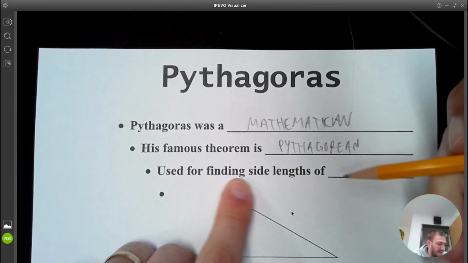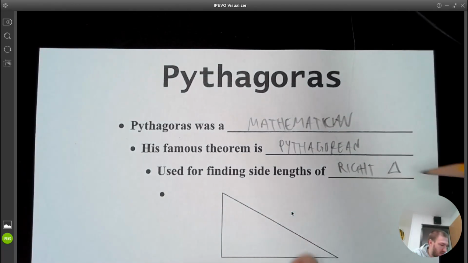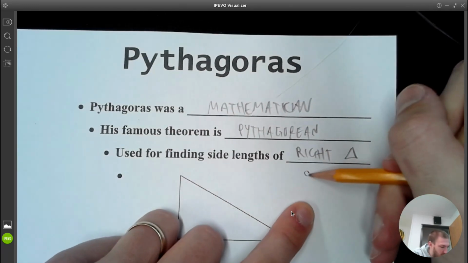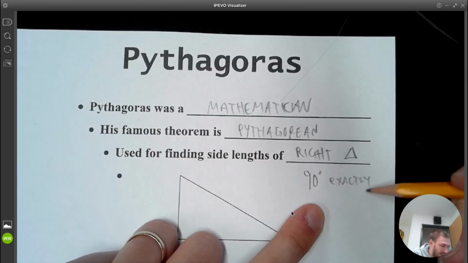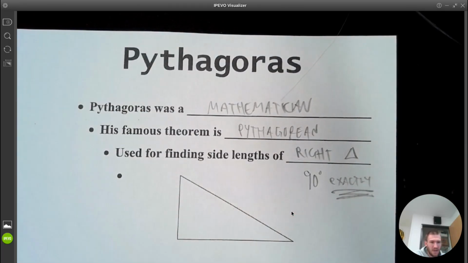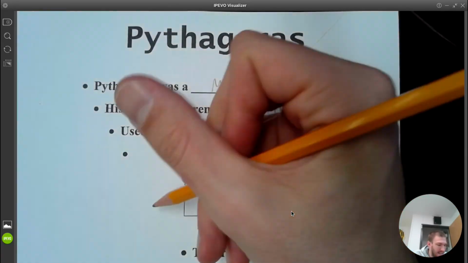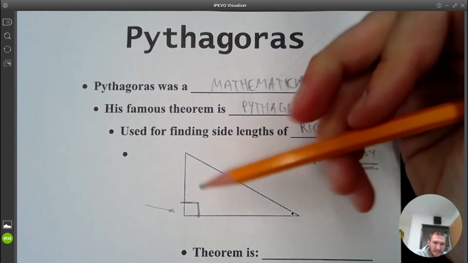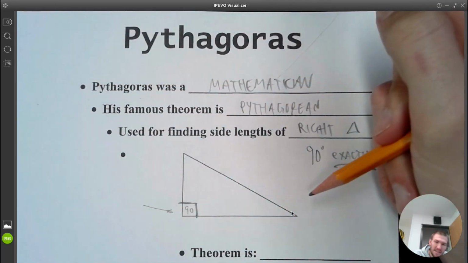It's used for finding the side lengths of right triangles. Okay, so let's make sure we know what right triangles means. Right triangles are exactly 90 degrees. So we're not talking about 89, we're talking about exactly 90. So importantly, it's this symbol here, which is the 90.